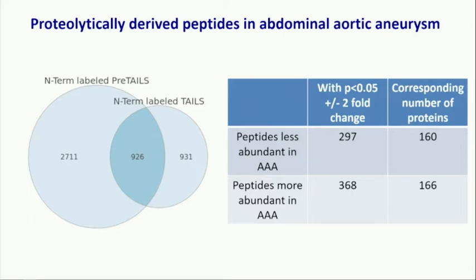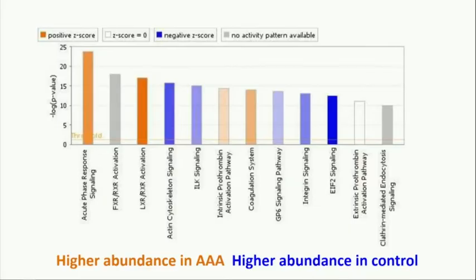And we can take these differences that we find between the diseased and the control aorta and do a gene ontology type of analysis and determine which specific pathways are perturbed, for example, in the aortic aneurysm versus normal tissue. And so what you see here, for example, are pathways that are more active in AAAs, acute phase response signaling, LXR, RXR activation, whereas the control aortas tend to have higher incidence of other pathways that indicate a much more healthy interaction between the cells and the extracellular matrix.